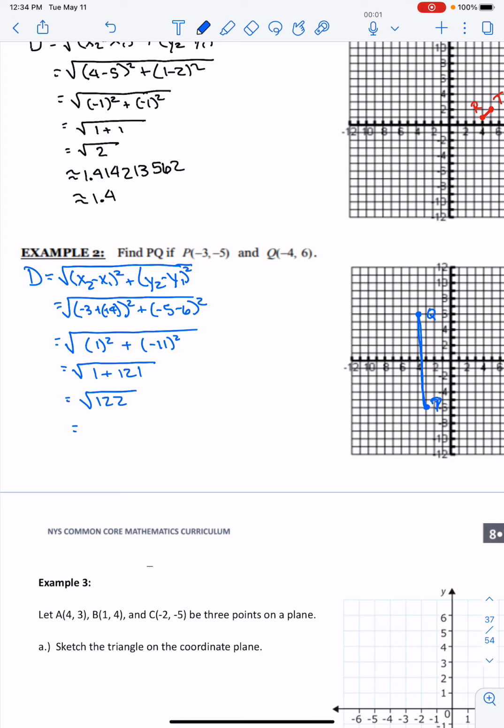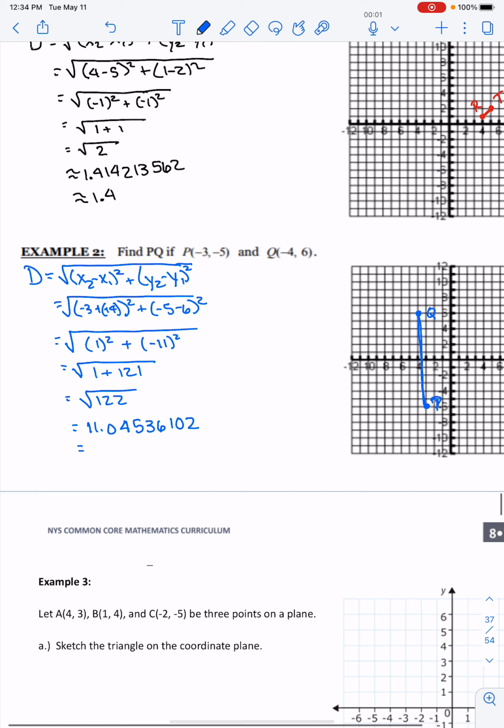And the square root of 122 is 11.0453610, and I'm actually going to round this to the nearest hundredth. So that would actually be 11.05.